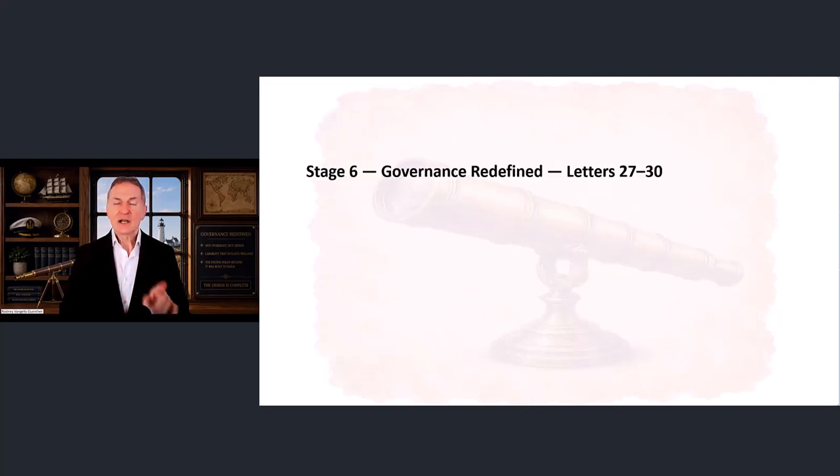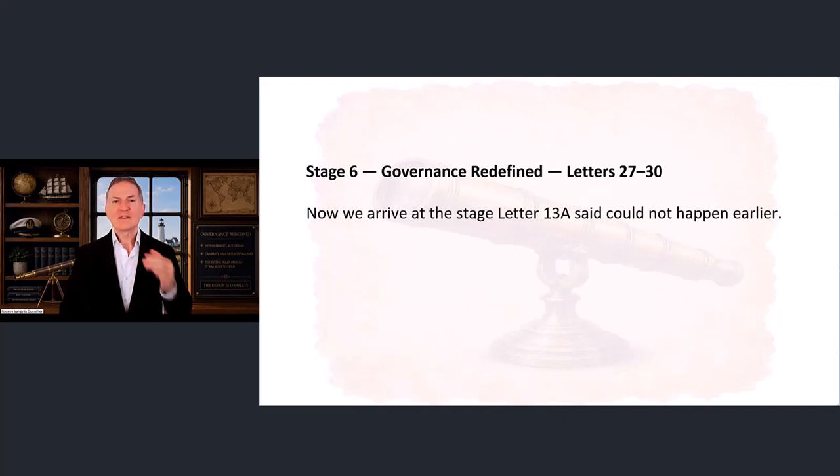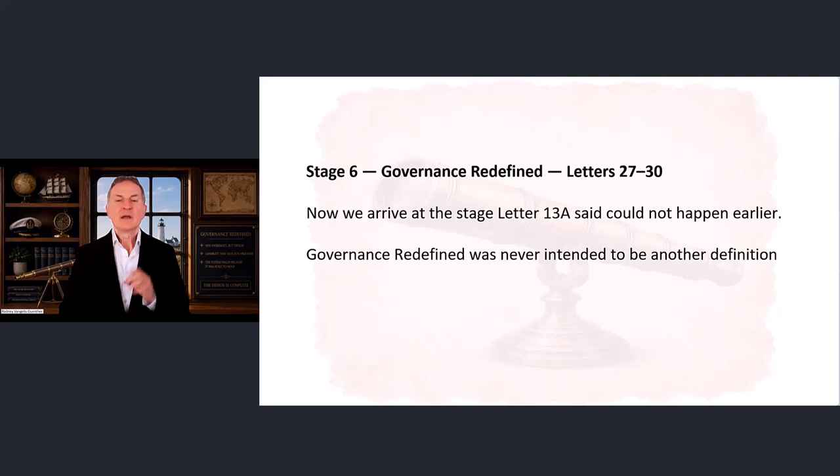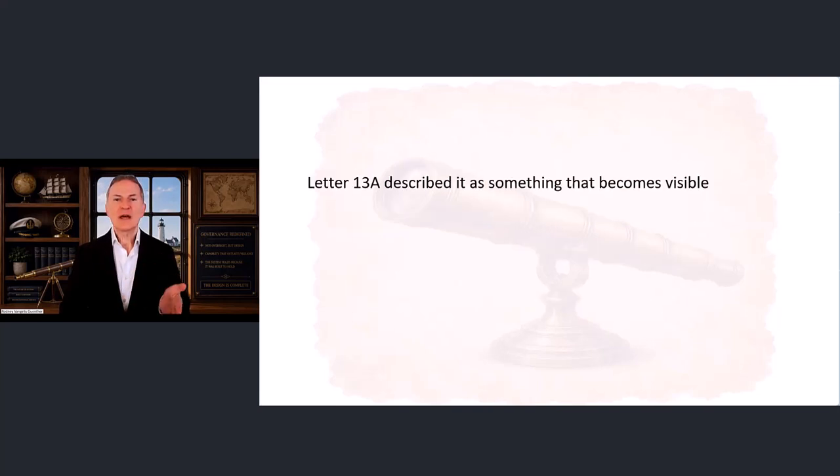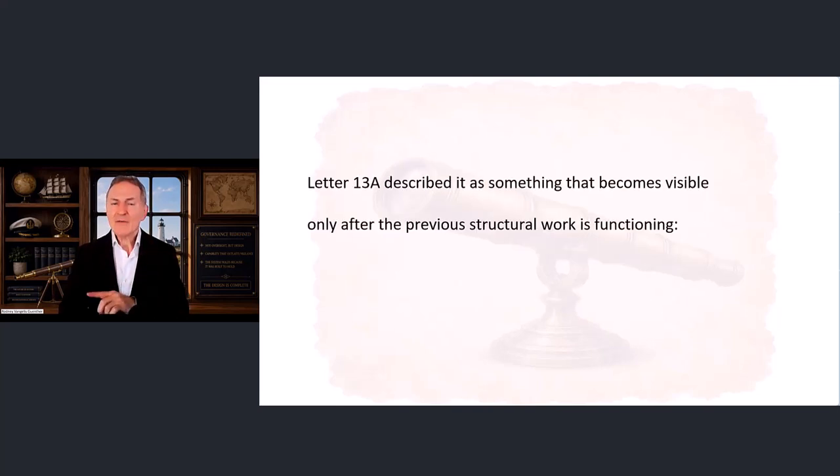Stage 6, governance redefined, letters 27 to 30. Now we arrive at the stage letter 13A said could not happen earlier. Governance redefined was never intended to be another definition we could introduce at the beginning of the series. Letter 13A described it as something that becomes visible only after the previous structural work is functioning.